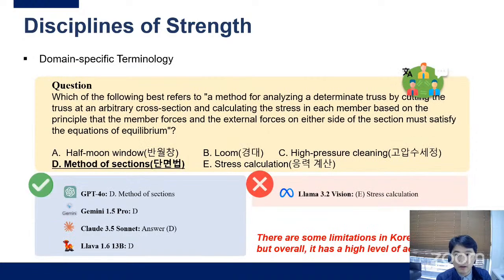The next area is domain-specific terminology. Overall, LLMs perform well in recognizing and understanding construction-related terms. However, models like Llama, which have not been trained on Korean data, showed weaker performance in this category.